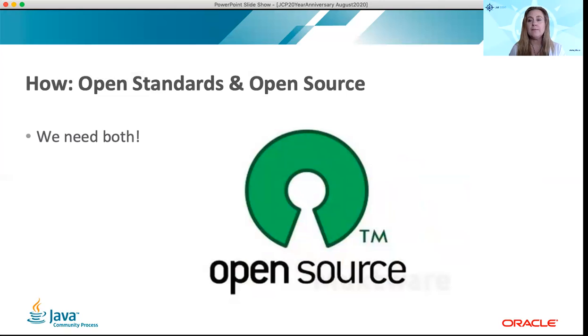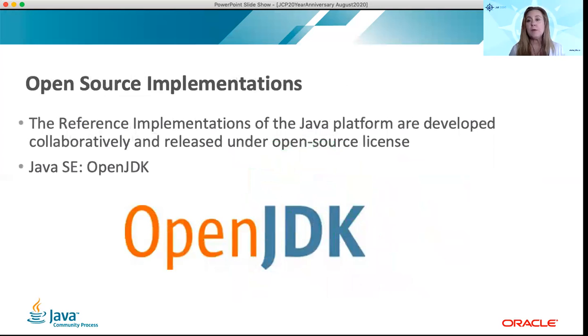So we have Java developed as a standard. We have the specification, and then the projects are also developed in open source. So within the JCP, we have open standards and open source, and we need both. And that's an overview of what the JCP is and how it works.